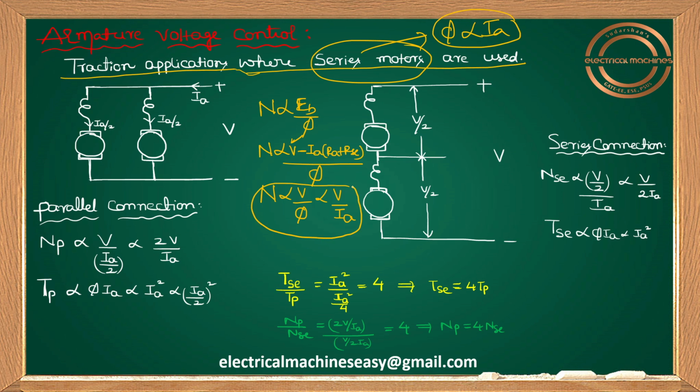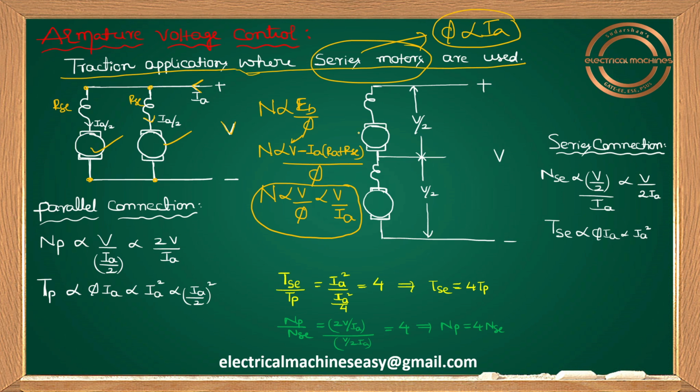So try to understand armature voltage control method. Generally this method is used for traction applications where series motors are used. Initially, I am connecting two series motors in parallel like this. Try to understand, two series motors in parallel. The voltage applied across each motor's armature is V. If I assume the total current is Ia, it will divide as Ia by 2, Ia by 2. This is nothing but the Rse value.